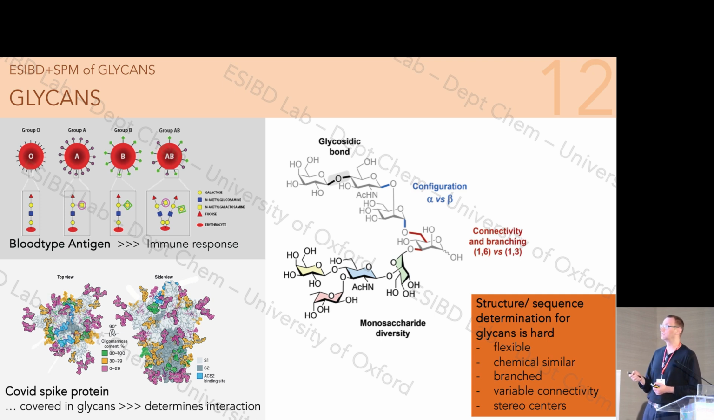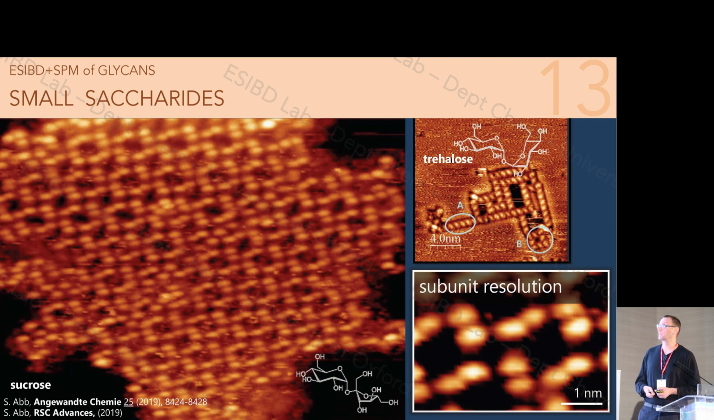because we can use it to image glycans, which are always a little bit of a nightmare analytically, because you have things like configuration, connectivity, branching, and quite generally they are very flexible, and it is very hard to image them. It's hard to work with them in mass spectrometry, and hence we tried what we can see in STM.